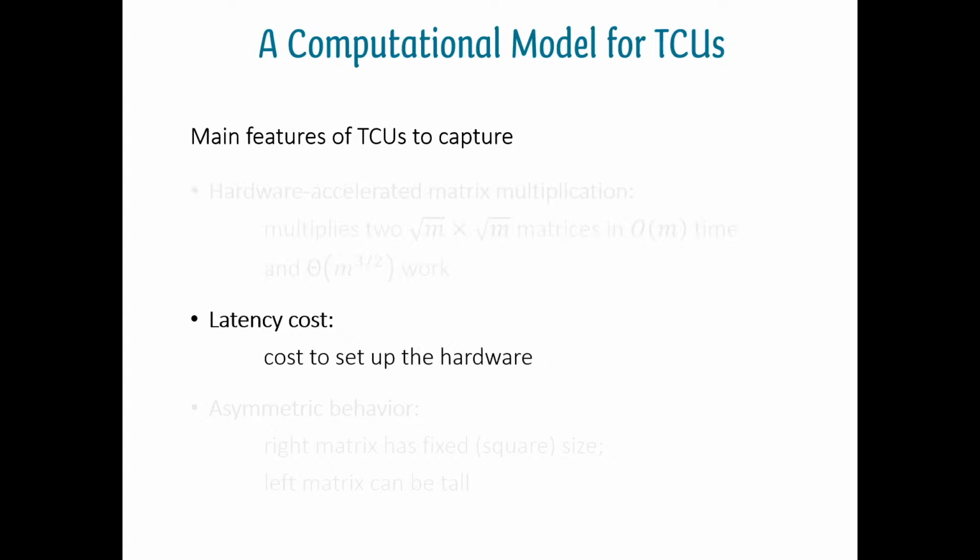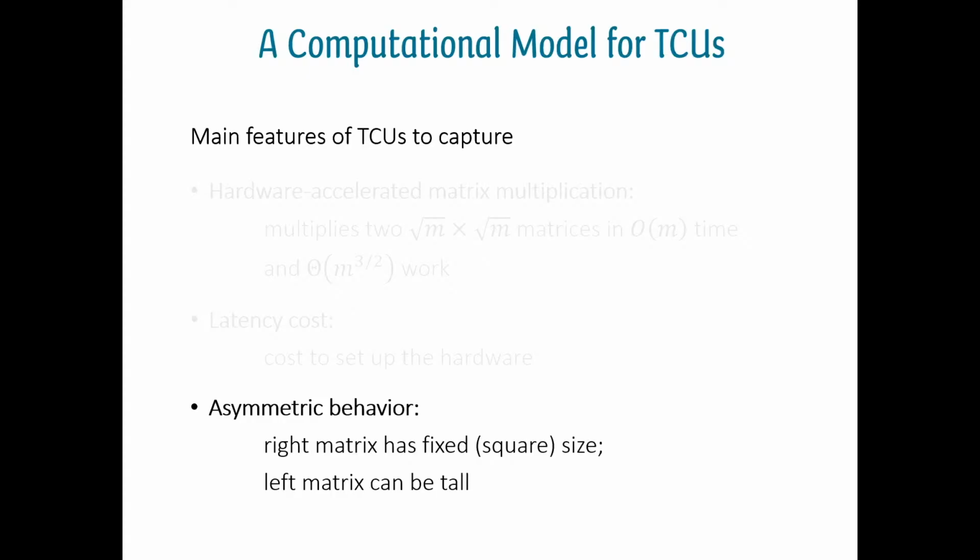Then there is a latency cost. You need to account for the cost of setting up the hardware or activating this unit. Particularly, it can be expensive if the unit is not connected to the CPU through an internal bus. And then there is asymmetric behavior. When you are multiplying these matrices, these units often have a right matrix that has some fixed square size, and a left matrix that can be tall. Those are the things that we take into account.